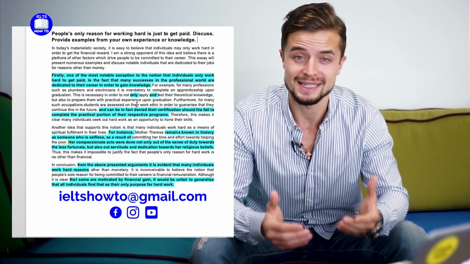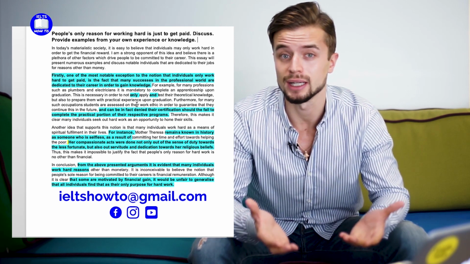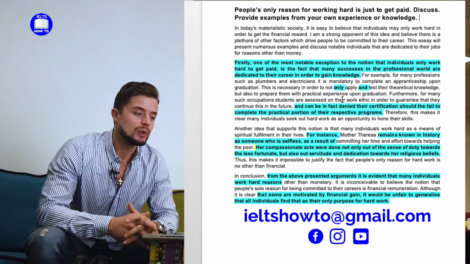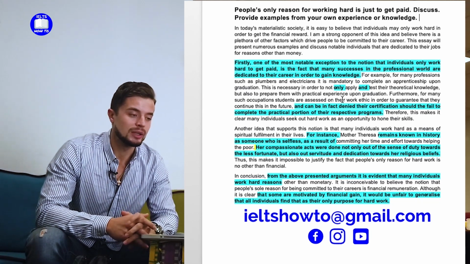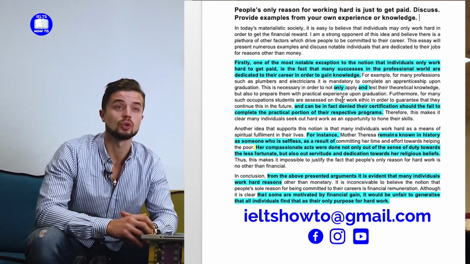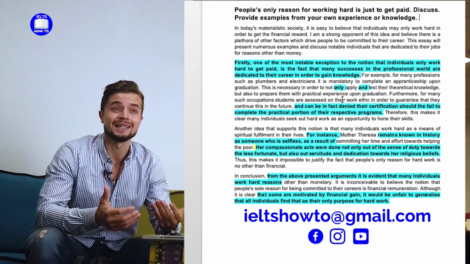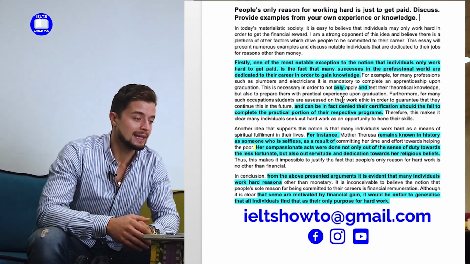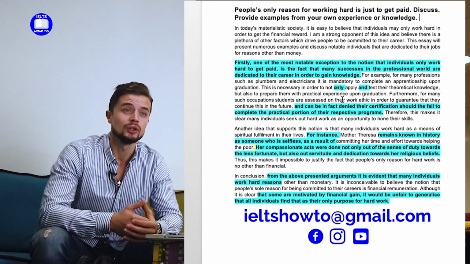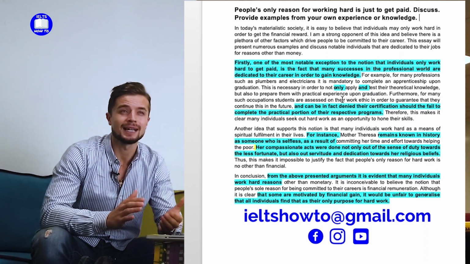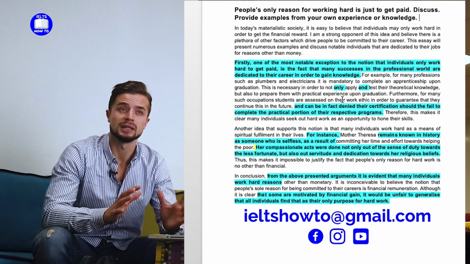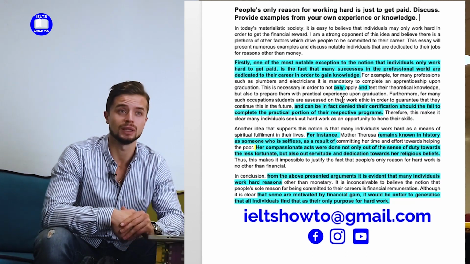This is the exact essay question that I got in the exam, and this is my answer. People's only reason for working hard is just to get paid. Discuss. Provide examples from your own experience or knowledge. So, this is a discussion essay, and what you can see here, the parts which are highlighted in blue, are the parts that I could not exactly remember after the exam, so I filled them out just now, but it's very similar to the language I used in the real test.